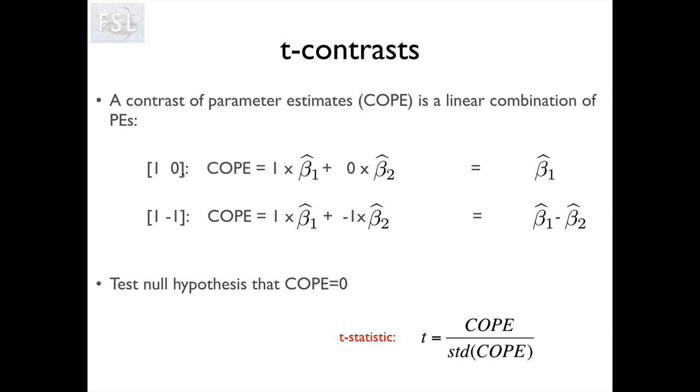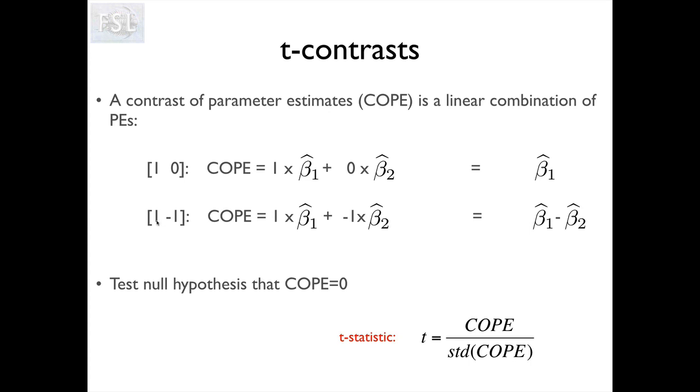And what that means is simply that this Cope, or this contrast of parameter estimate, is 1 times beta 1 plus 0 times beta 2, i.e. it is our estimate of beta 1. And if we put something like this in, we are simply interested in asking the question, is beta 1 0 or different from 0 in this particular voxel? And for the experiment that we have looked at, if it is different from 0, that would indicate that this voxel is interested in word generation.